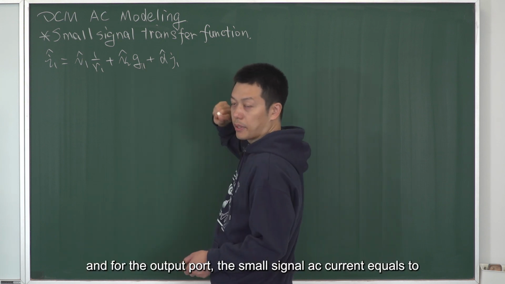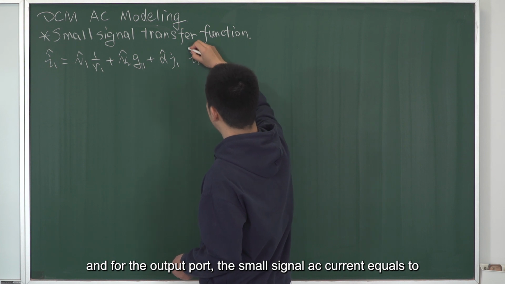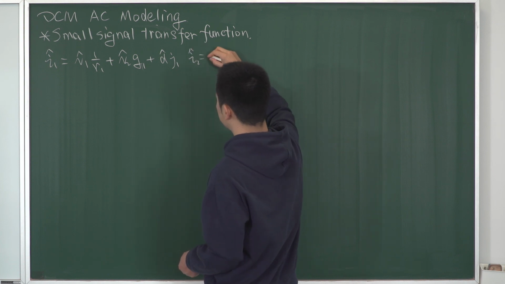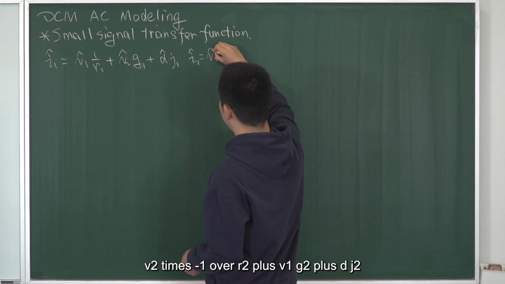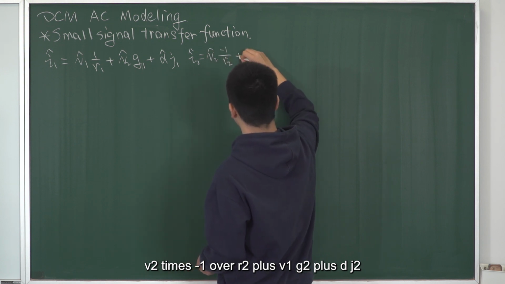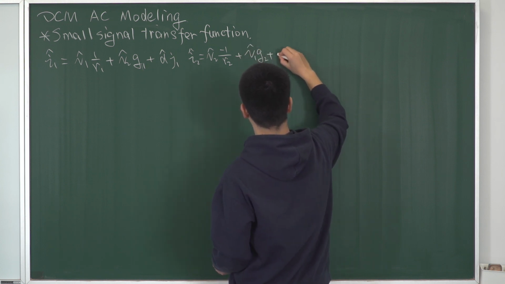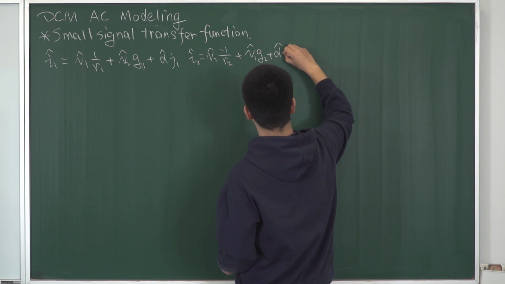And for the output port, the small signal AC current equals V2 times -1 over R2 plus V1 G2 plus D J2.